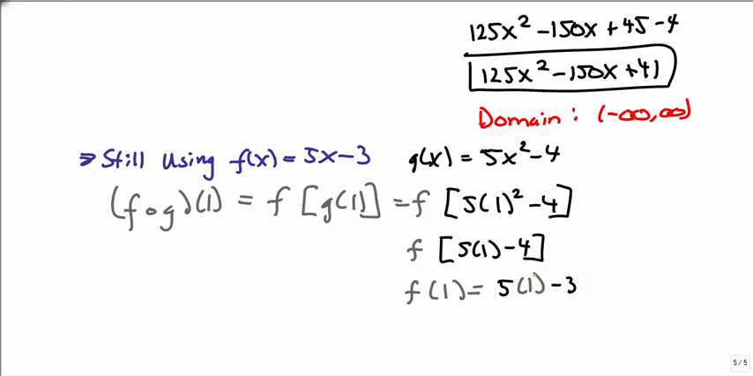Now it just so happened that the 1 plugged into g also produced a 1 that I'd plug into f. That doesn't always happen. So when we simplify, I have 5 times 1 is 5, 5 minus 3 is 2. So f of g of 1 is equal to 2. I could also do this for g of f of 1.